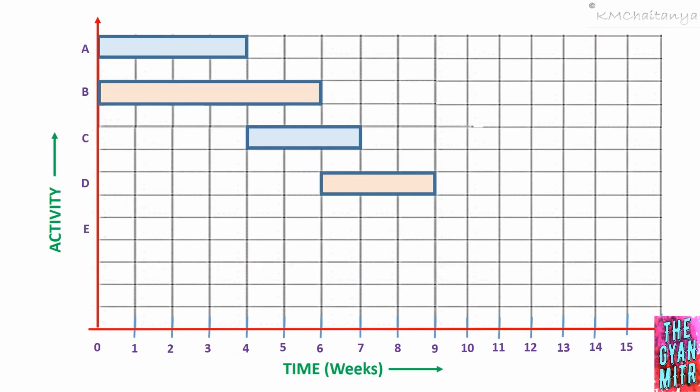I have activity E below activity D, and it can start only after activity D is completed. Activity D is completed at time t equal to 9. Therefore, the start time for activity E is time t equal to 9, and it is taking a duration of 4 weeks. Therefore, the bar chart for activity E will look something like this. We'll move on to the next relation.